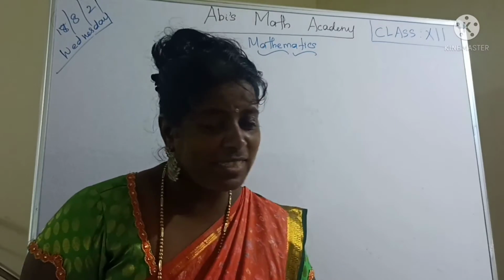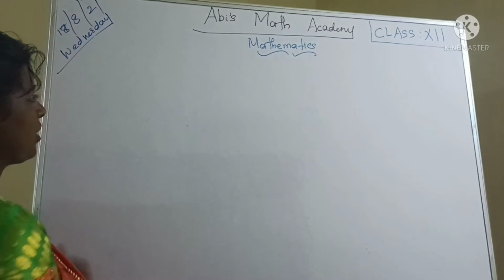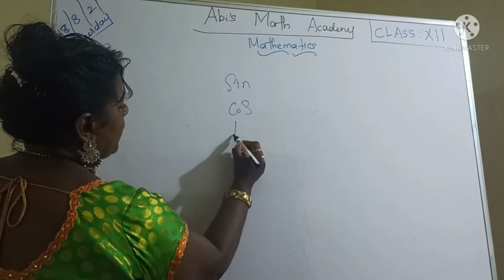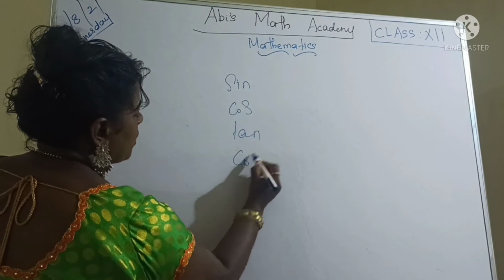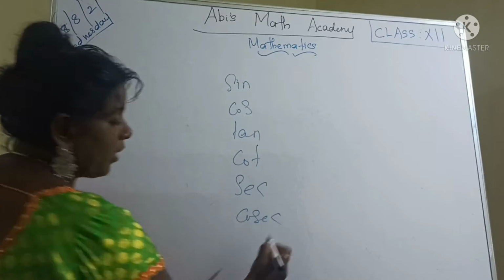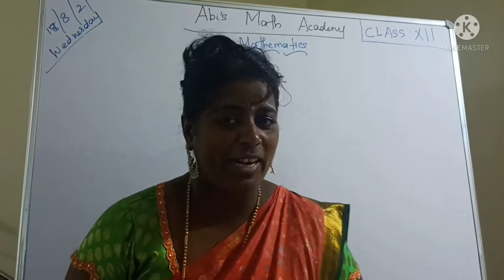So we define 6 trigonometric functions, correct? So what are the 6 trigonometric functions? Sine, cos, tan, cot, sec and cosec. Correct? We have seen the domain and range of the 6 trigonometric ratios.